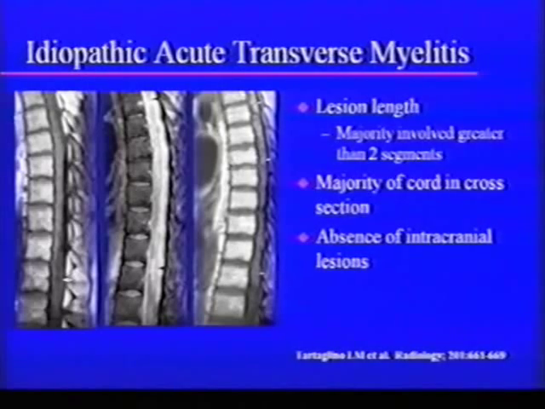T1 weighted image. Difficult to see much. There's a little bit of low signal there. Here there's bright signal throughout the cord. Okay, more than 2 segments, and there can be enhancement as well. That's a very characteristic appearance for idiopathic transverse myelitis.